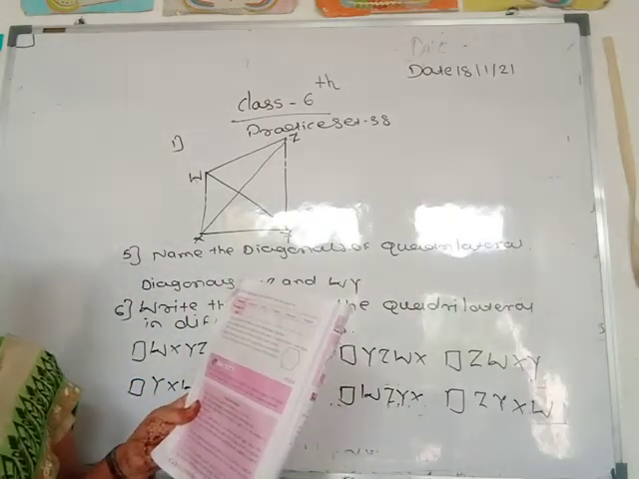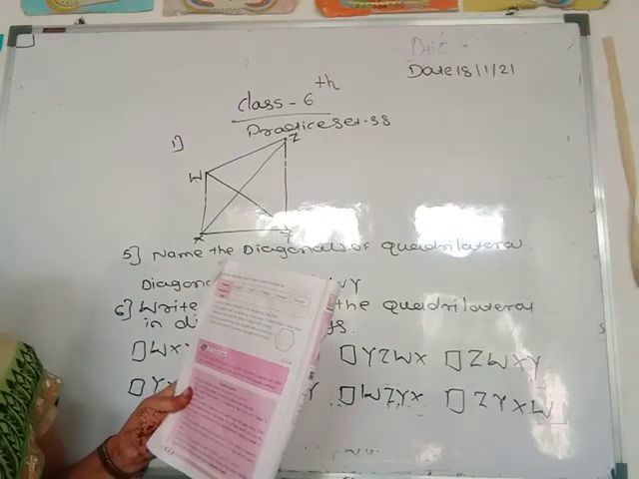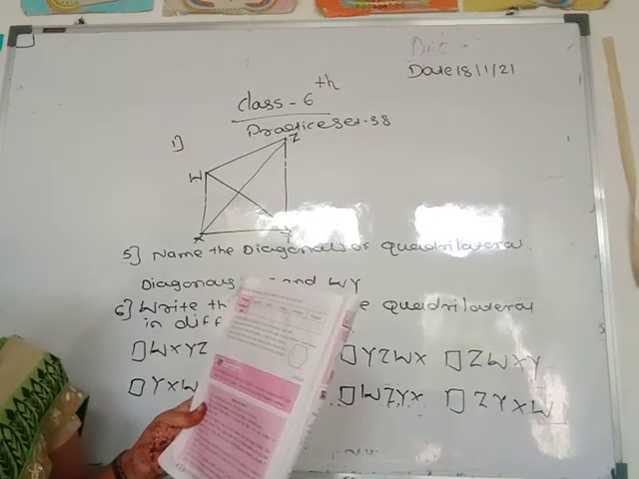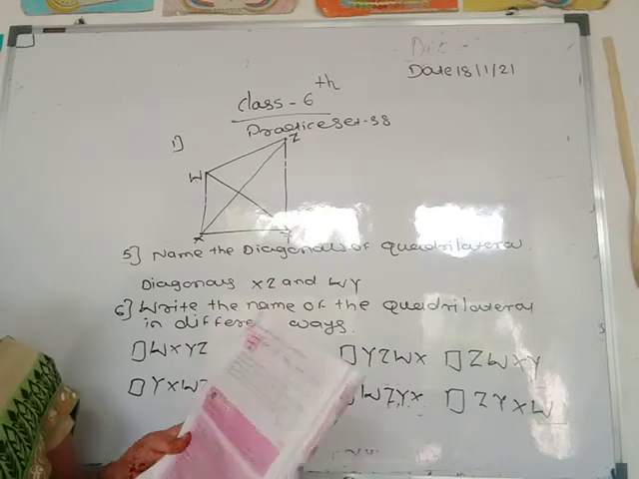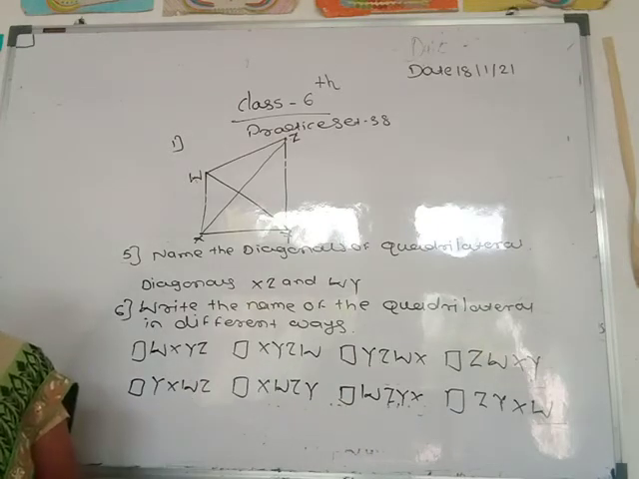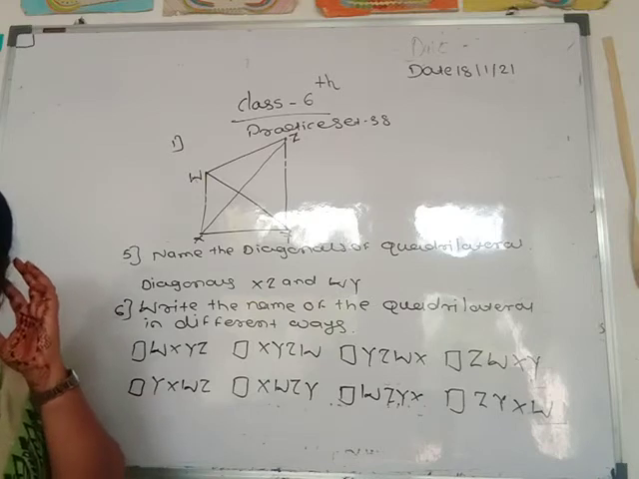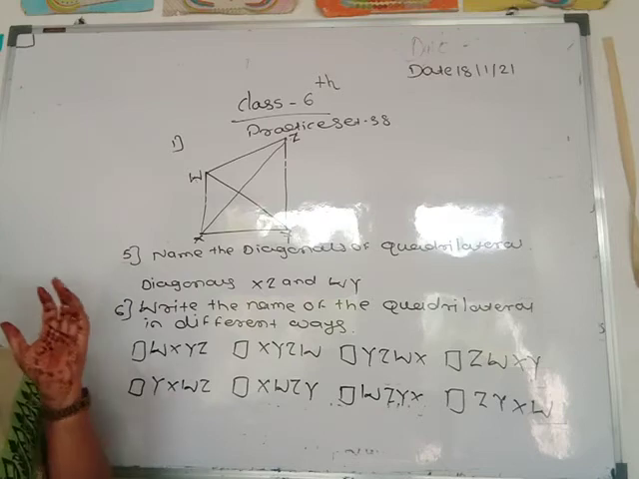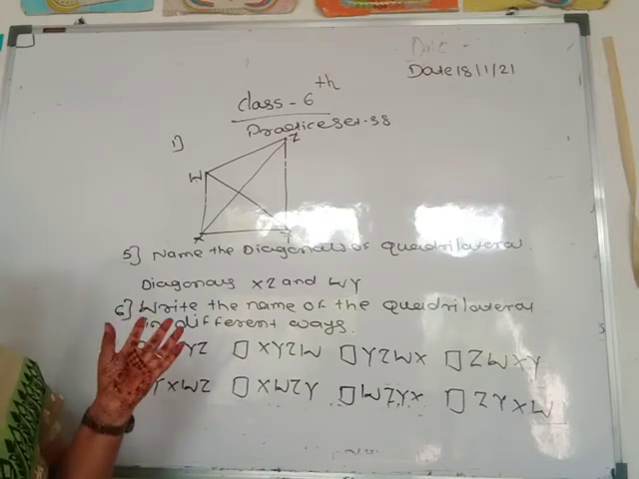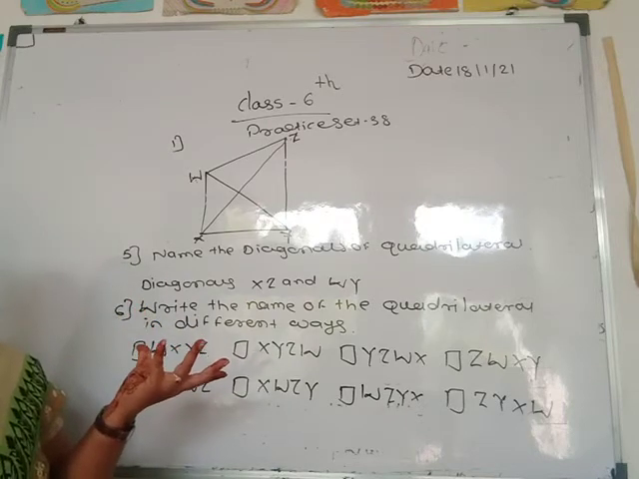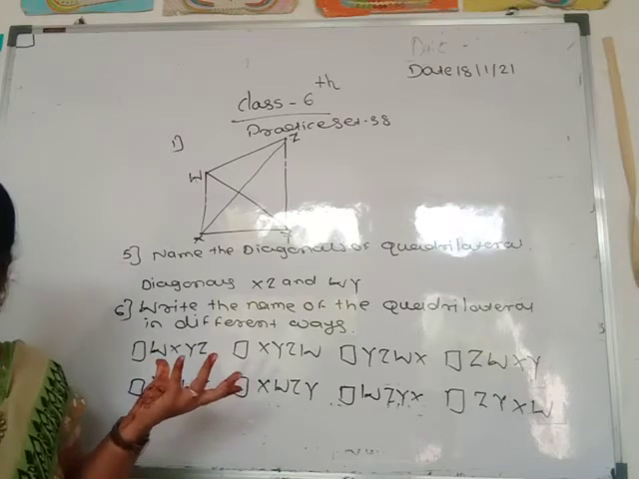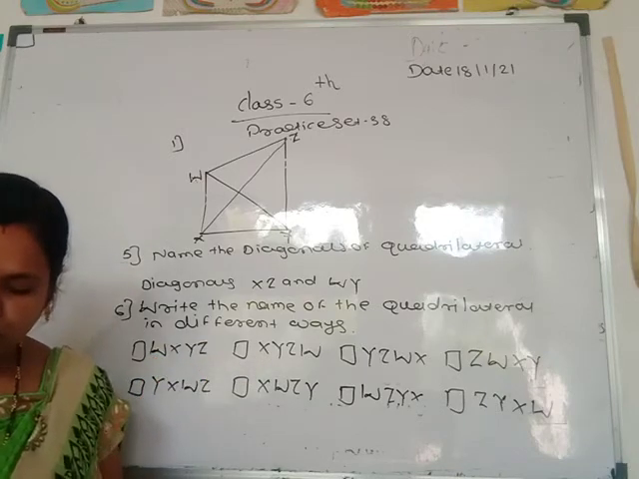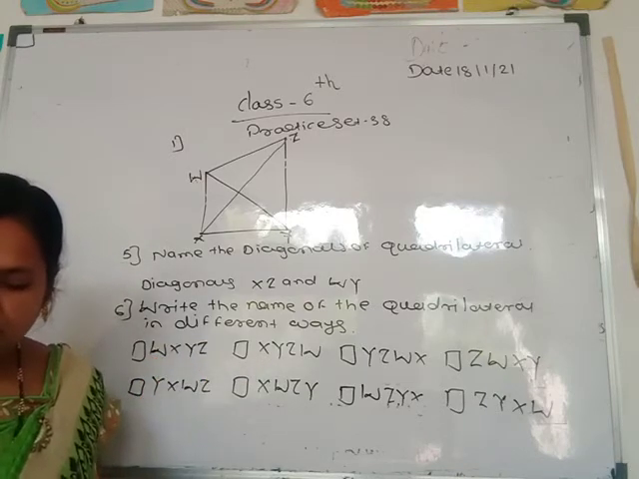Then the third question: look for examples of polygons in your surroundings and draw them. Suppose the example is a flower with 5 petals. This figure is a pentagon. Then draw it in your notebook. Then the fourth question.